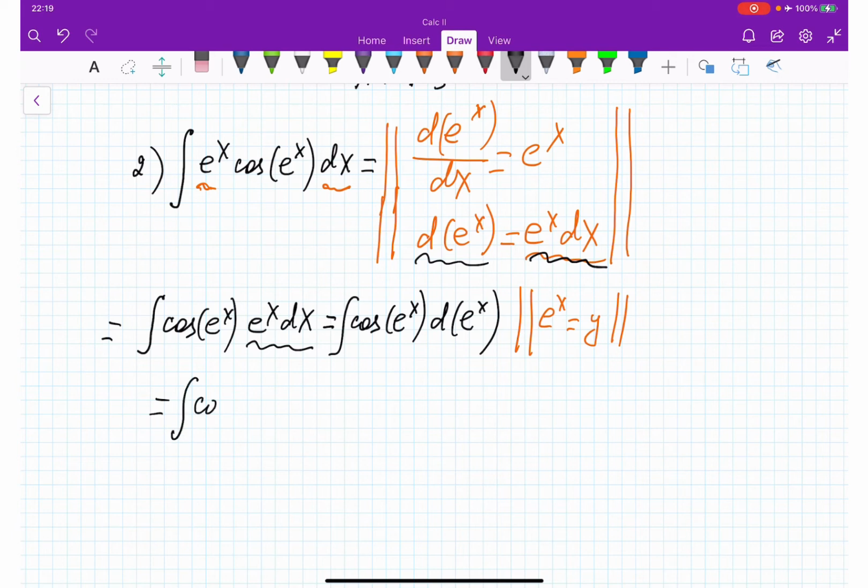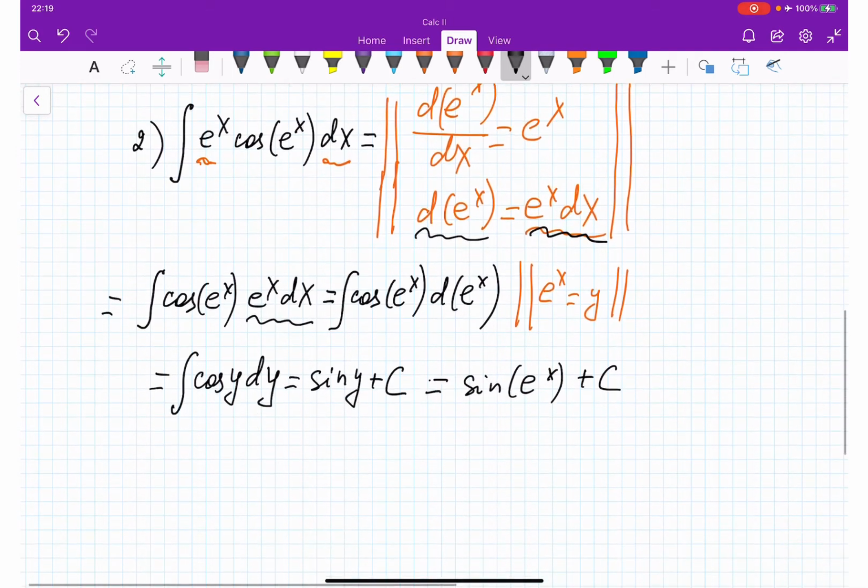integral cosine y dy, which is equal sine y plus c, right? Because integral of cosine is sine. Why? Because derivative of sine is cosine. And we can bring back the value of y, which is e to power x, and that is equal sine e to power x plus c, right?